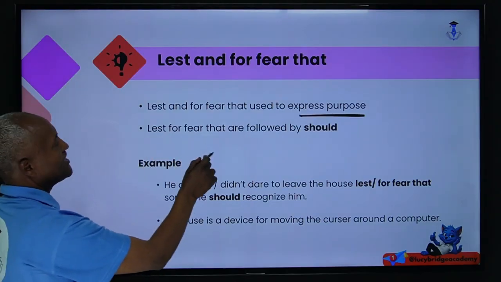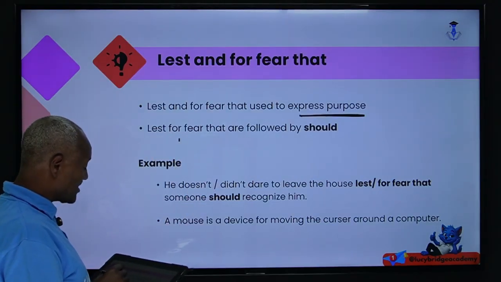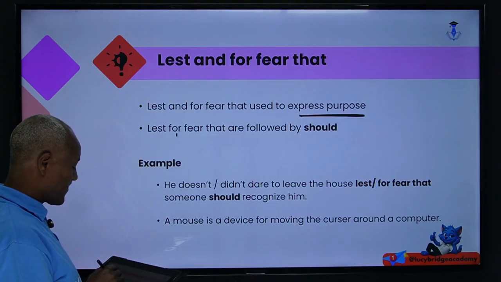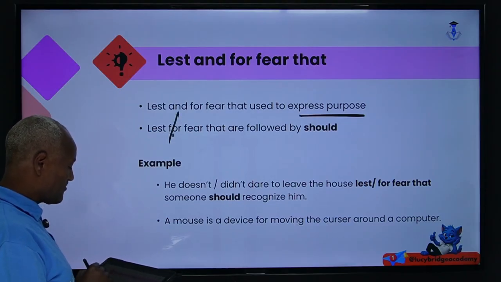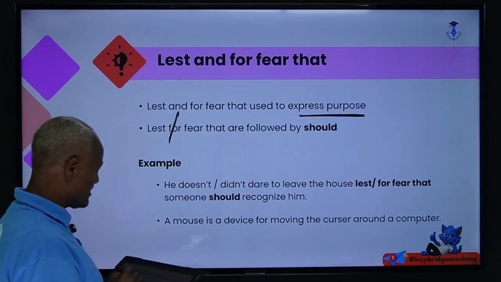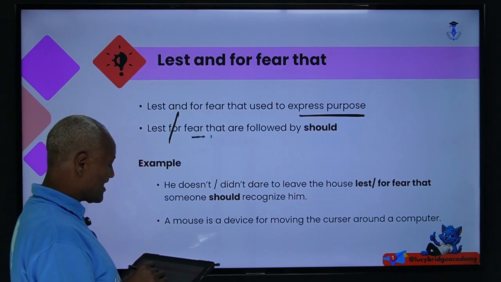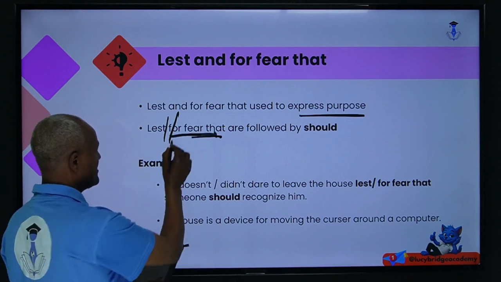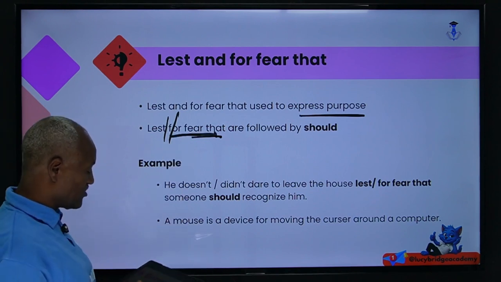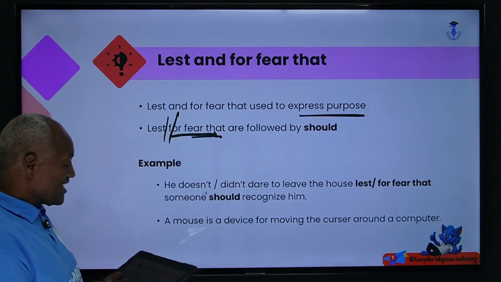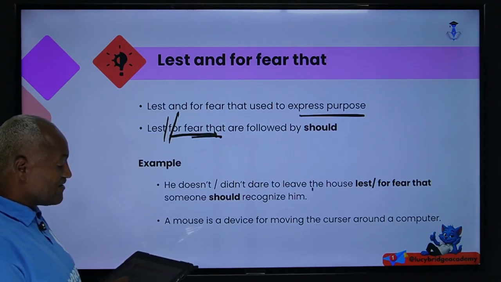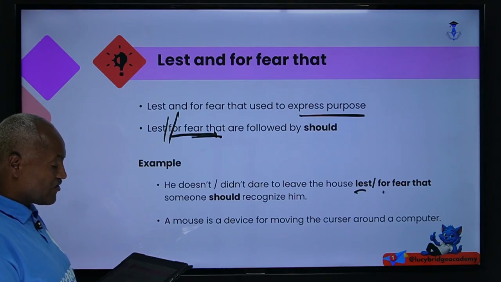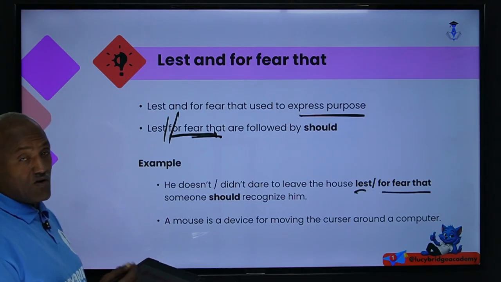Lest or for fear that must be written like this: lest, or for fear that. That means they are followed by should. Here in the example you'll see, he didn't dare to leave the house, lest or for fear that someone should recognize him.